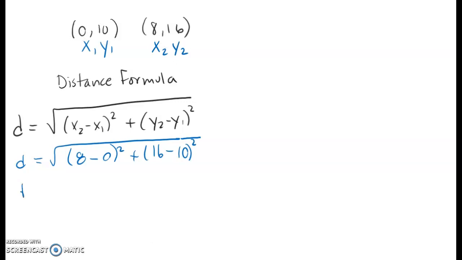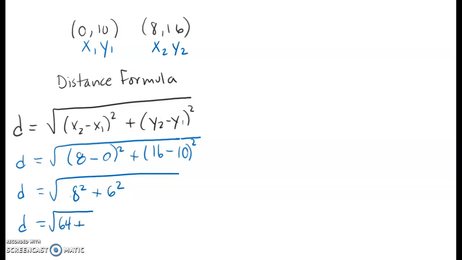All right, so continuing on this, we take 8 minus 0 is 8, and then 16 minus 10 is 6. So I'm going to end up with 8 squared, or 8 times 8, which is 64, and 6 squared, 6 times 6, or 36. I end up with the square root of 100, and the square root of 100 is 10.